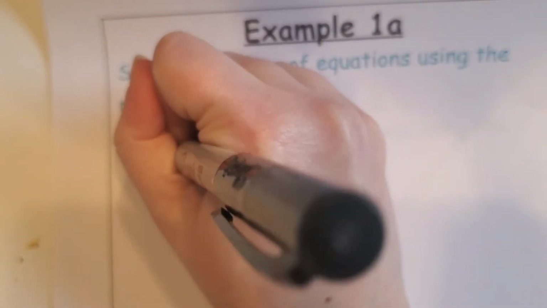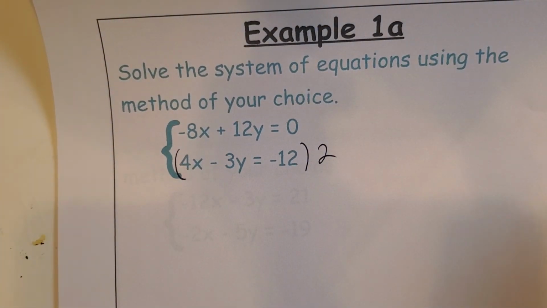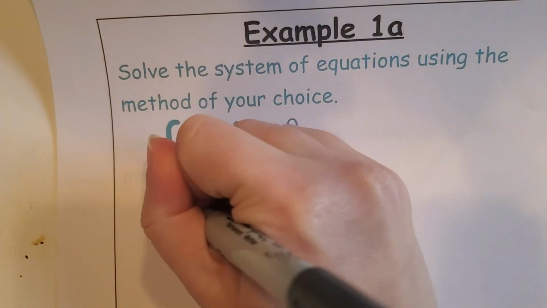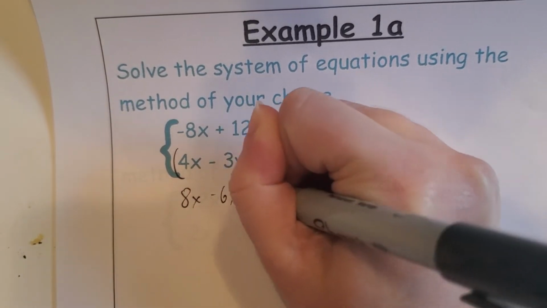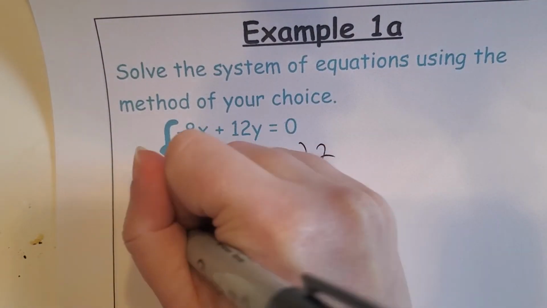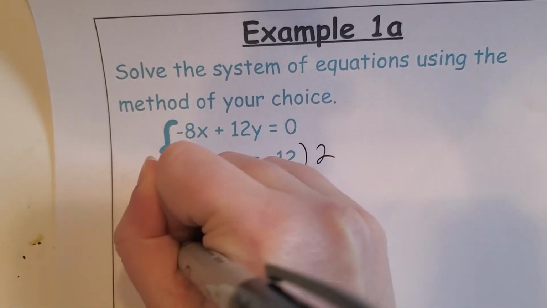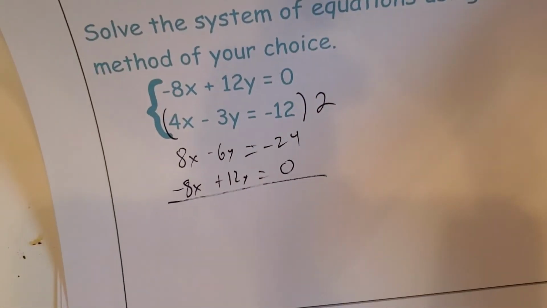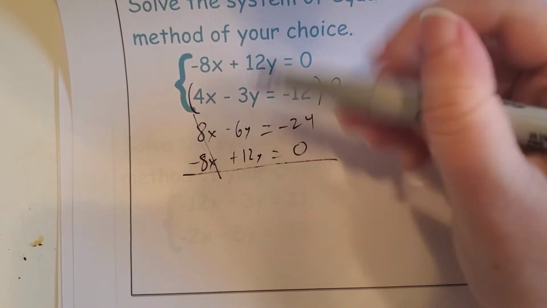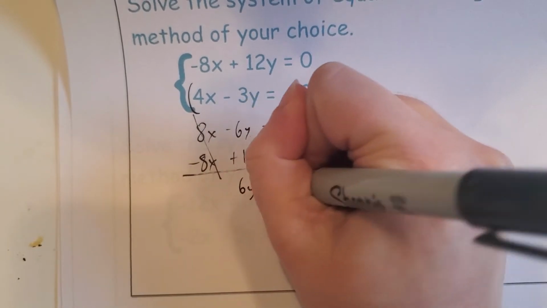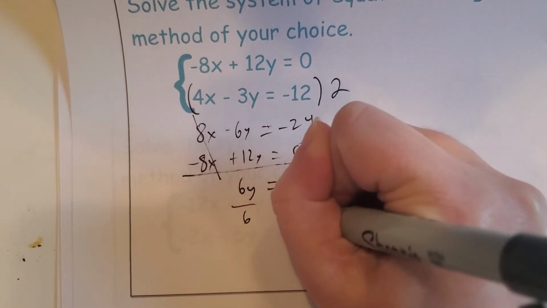4 times 2. So we're going to multiply the entire equation by 2. All right? So this is 8x minus 6y is equal to negative 24. I'm going to rewrite the first one underneath it for the sake of organization. And then when you add them up vertically, the x's cancel out. So negative 6 plus 12 is 6y equals negative 24. And then we can just solve for y.